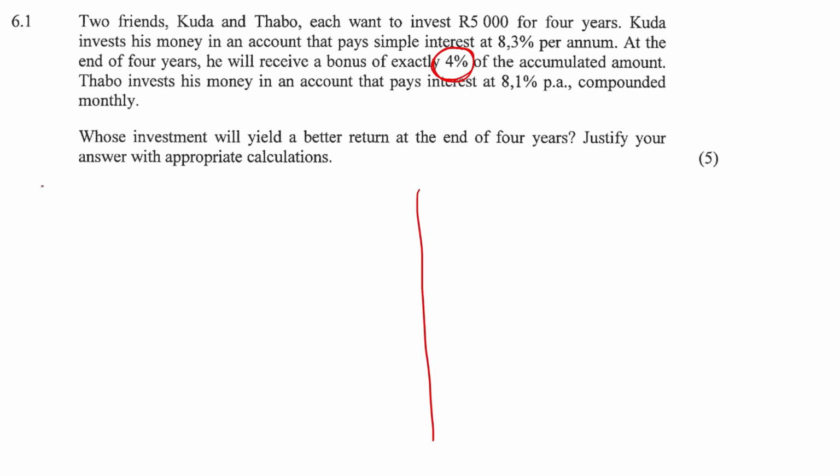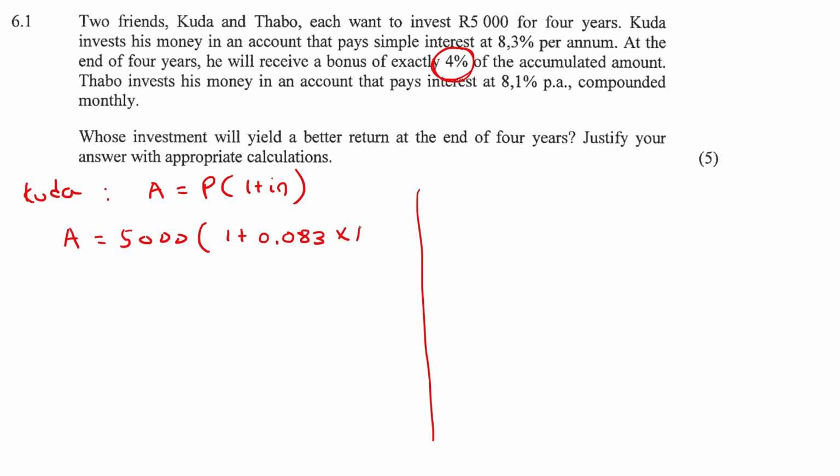So let's do Kuda. Okay. So Kuda, he's going to use simple interest. So that's this formula. And so we're going to say that he puts in 5,000 Rand. The interest rate is 8.3% per year, so we can just say that, and then that's going to be for 4 years.